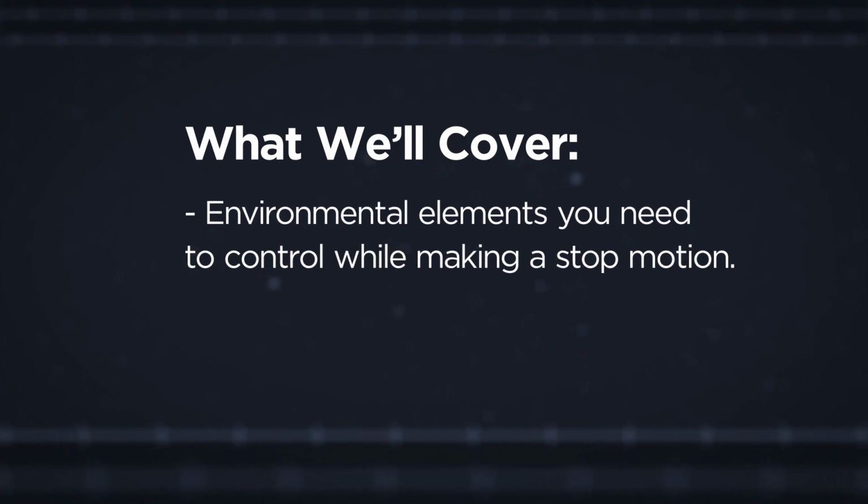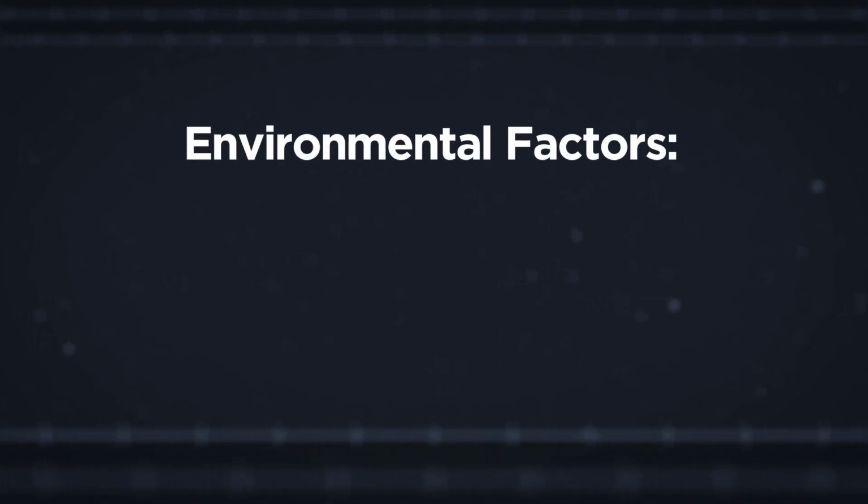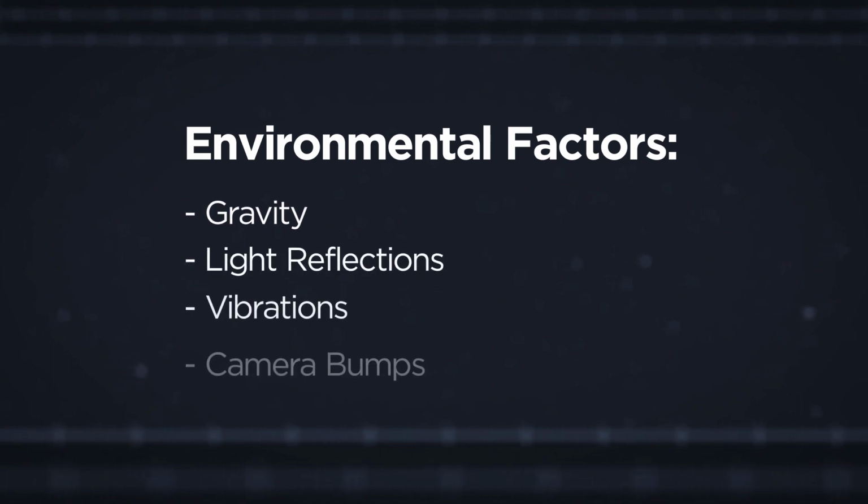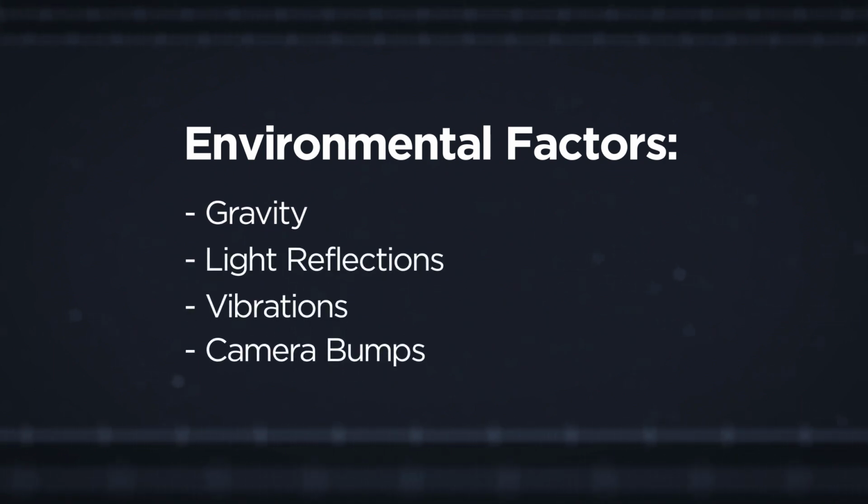In this video, I'll be covering all of the environmental elements you need to control while making a stop motion. As I mentioned earlier, one aspect that makes stop motion different to a lot of other animation mediums is that you're working in a real-life environment. This means that there are a lot of factors that can affect the animation. Gravity, light reflections, vibrations, and camera bumps can all end up ruining your animation if you're not careful. I'll go through some of these factors and suggest some ways that you might control them.